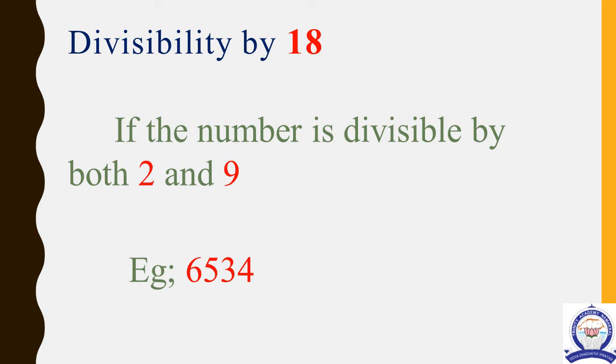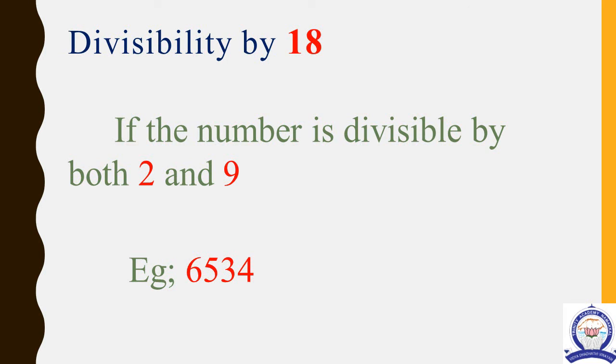Last rule, divisibility by 18. If the number is divisible by both 2 and 9. So divisibility by 18 must satisfy both the rule of 2 and 9. So the 2 rule is if the last digit is 0, 2, 4, 6 or 8. So in this example, see the last digit 4. So this number is divisible by 2.